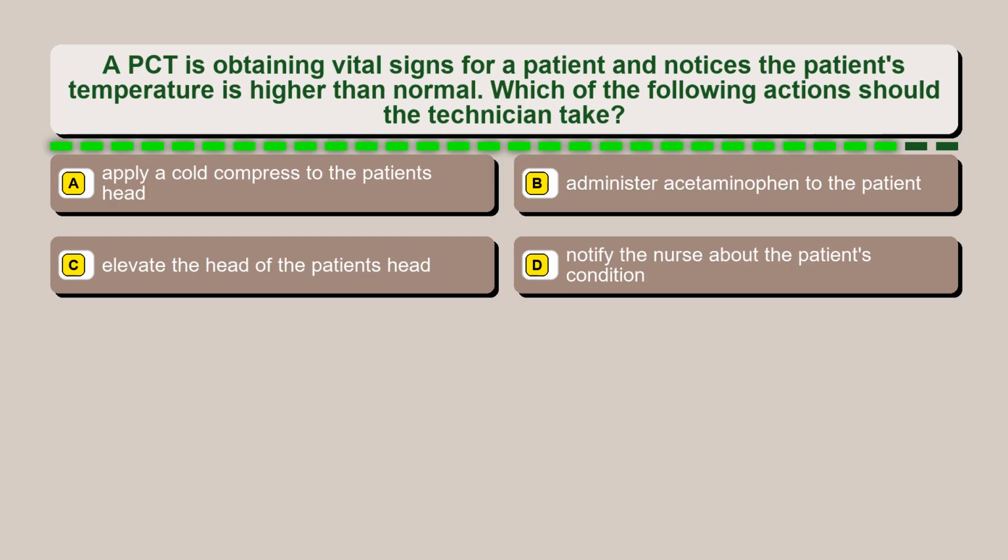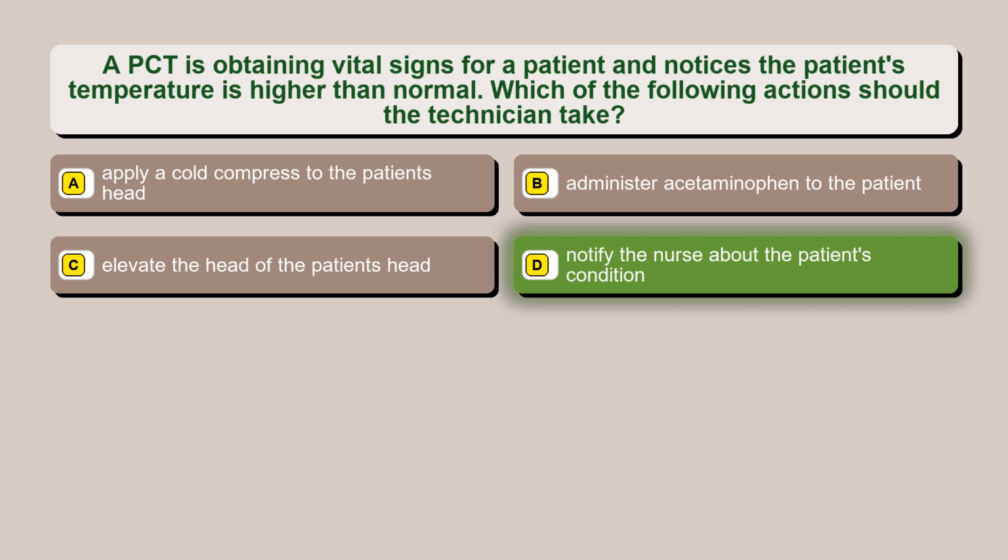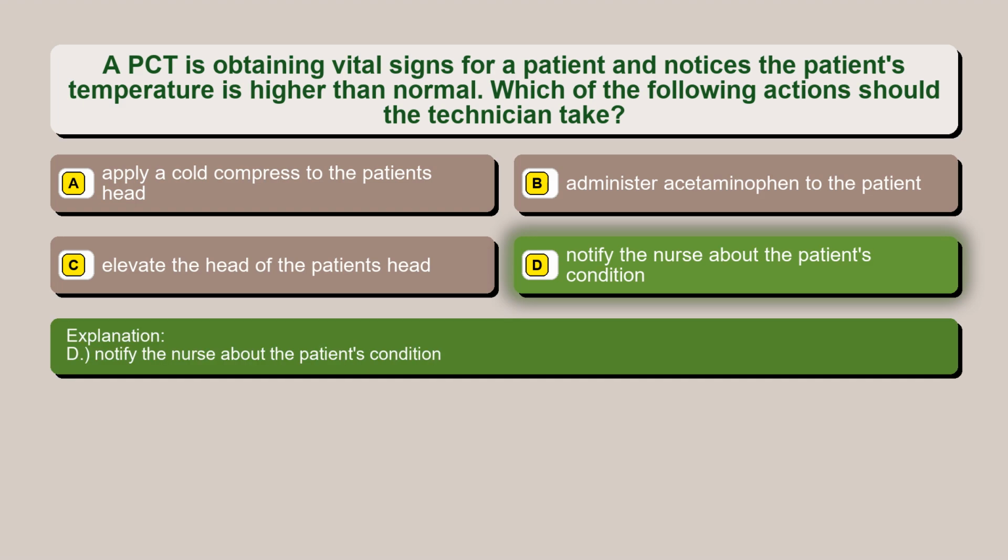Question 33. A PCT is obtaining vital signs for a patient and notices the patient's temperature is higher than normal. Which of the following actions should the technician take? Option A, apply a cold compress to the patient's head. Option B, administer acetaminophen to the patient. Option C, elevate the head of the patient's bed. Option D, notify the nurse about the patient's condition. The correct answer is option D, notify the nurse about the patient's condition.